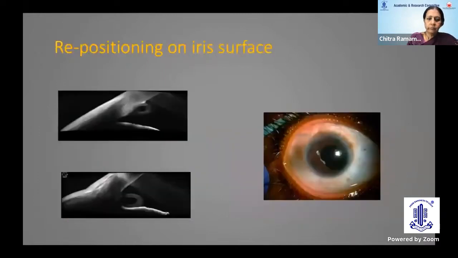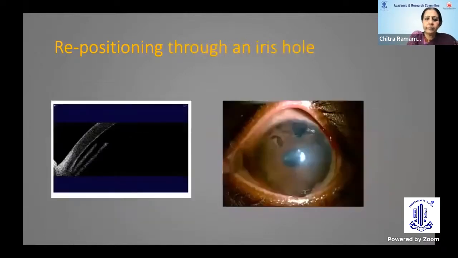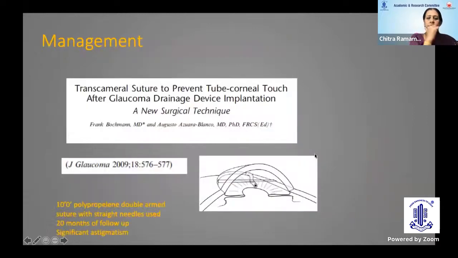This is a patient who had corneal endothelial touch, as seen here, with the tube very close to the posterior surface of the cornea. Following repositioning close to the surface of the iris, you can see that there's a considerable distance from the cornea. This was again a patient with very close to corneal positioning of the end of the tube. So repositioning here was done through an iris hole. So you can see here that this is well away from the surface of the cornea.